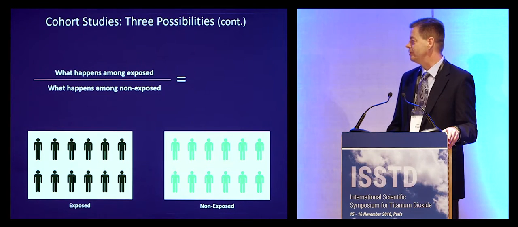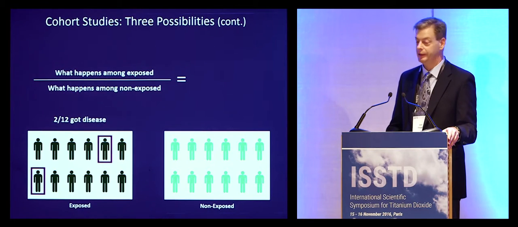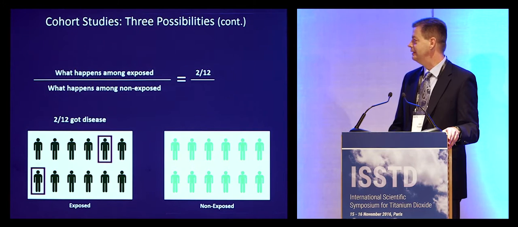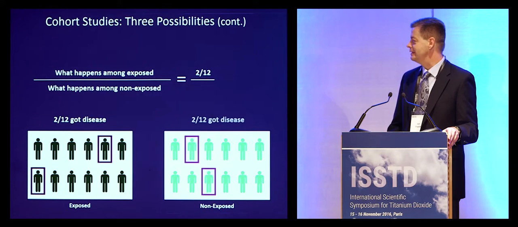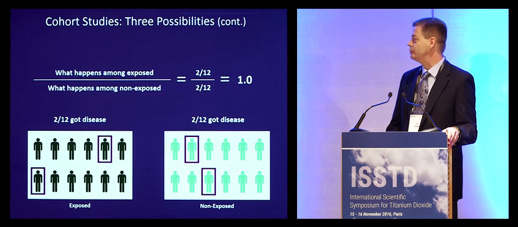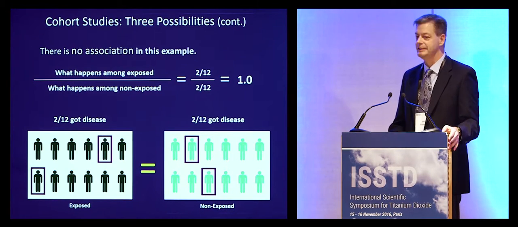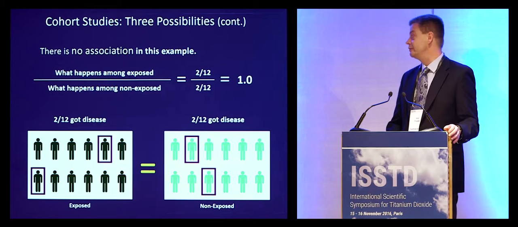So again, you have your exposed and non-exposed groups. In the exposed, 2 out of the 12 got the disease. And in the non-exposed, 2 out of 12 got the disease. So they both have the same rate of disease, and you calculate the ratio, and in this example, it's 1.0. And this is an example of no association between exposure and disease.